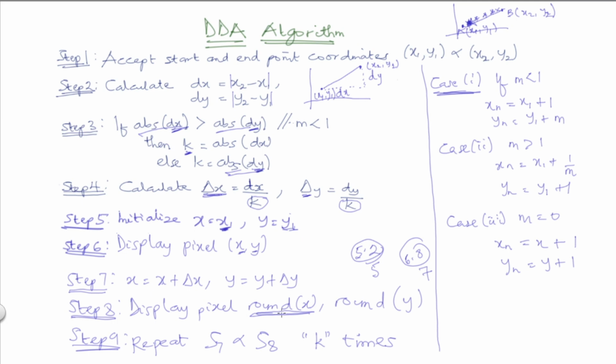So what we will be doing is to repeat step 7 and step 8 k number of times, and mind you, k is the value we got over here. So we'll repeat step 7 and 8 k times to be able to complete all the floating points that are needed on the line, or that are needed to generate the straight line using the DDA algorithm.